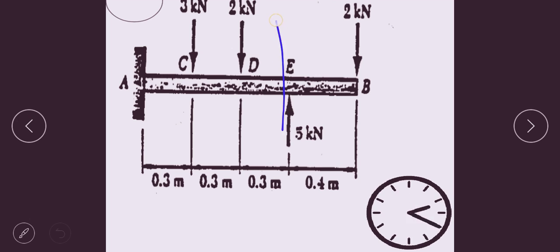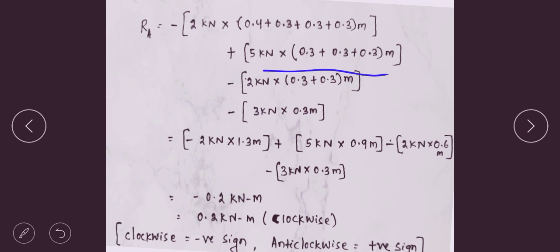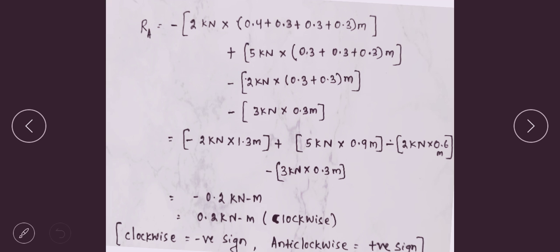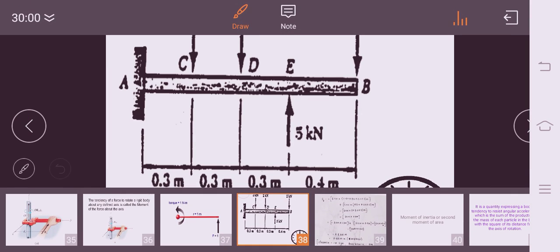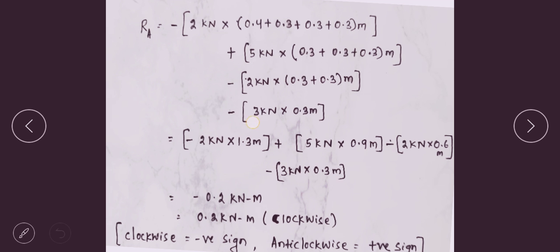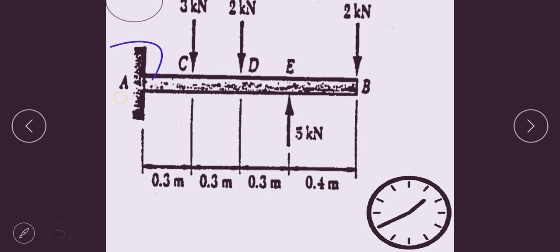For 5 kilonewton, that is anti-clockwise, so it will be positive, and the perpendicular distance is 0.3 plus 0.3 plus 0.3. For 2 kilonewton, that will be clockwise and the distance is 0.3 plus 0.3, and for the remaining 3 kilonewton force the perpendicular distance is 0.3, so we can say minus 3 into 0.3. By taking the algebraic summation of all the moments, we get the total moment equal to minus 0.2 kilonewton meter, which is acting at A.